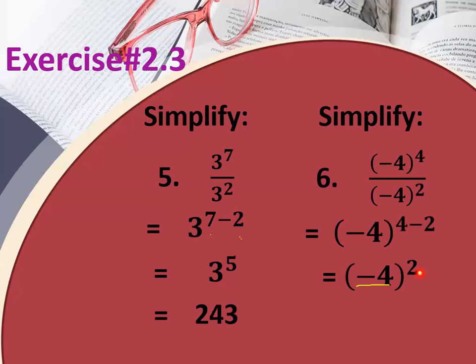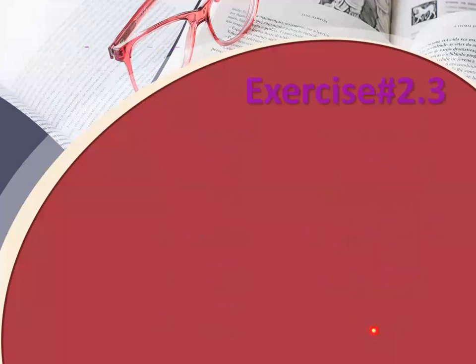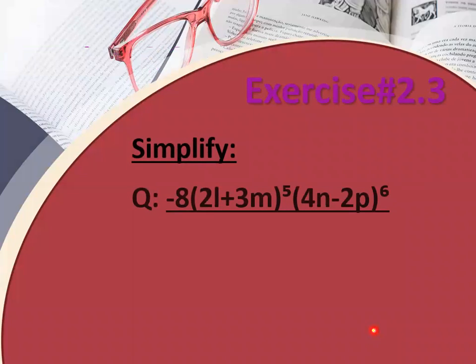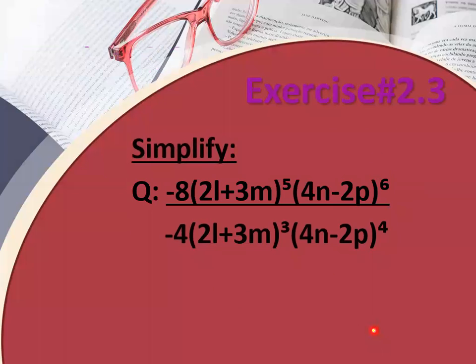The square of 4 will be 16, and your answer will be plus 16, because minus 4 multiplied by minus 4, minus minus is plus, so the answer will be plus 16. Now move on to the next question from exercise number 2.3. Now what you have here, again you have two terms that are dividing with each other.